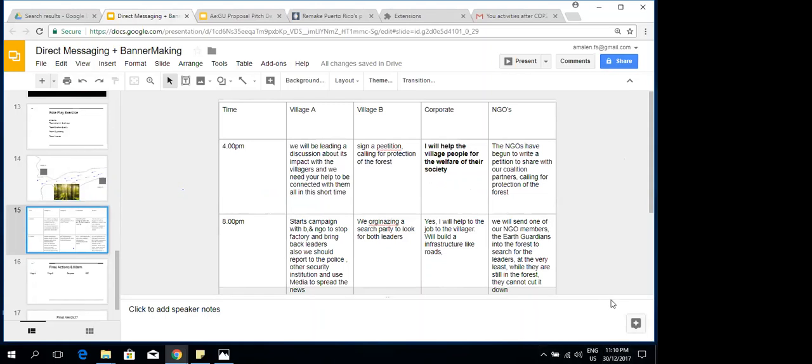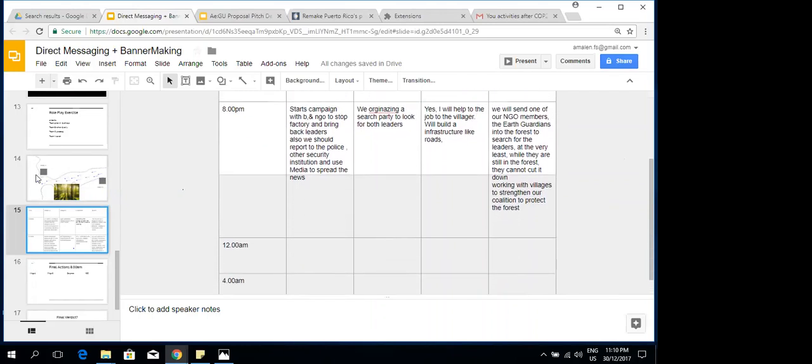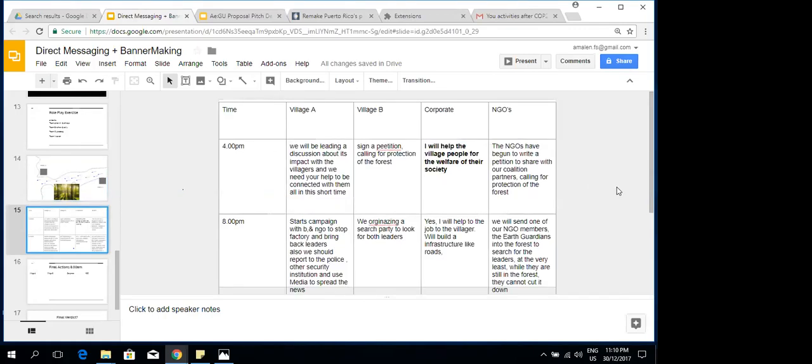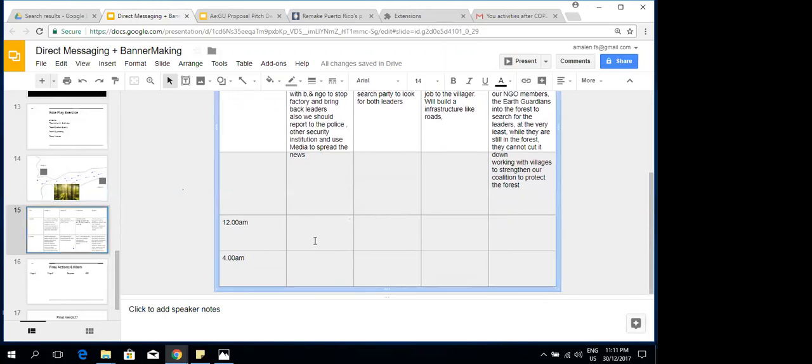Remember, at 8 p.m., your village, A, B, whatever, the whole river has turned purple and all the fishes are dead. Do you have your answers of what you're going to do? Please discuss with all the people. Make sure you come to agreement before you post something. Like if you're going to have a campaign with Village B and the NGO, make sure you discuss with Village B and the NGO what sort of campaign you're going to have.